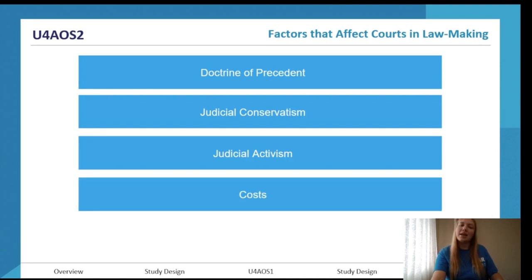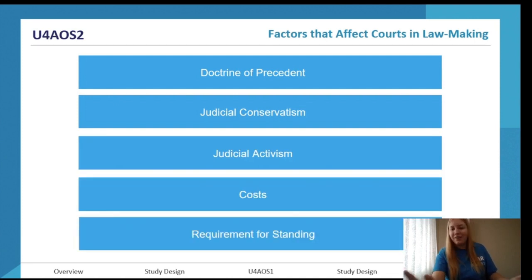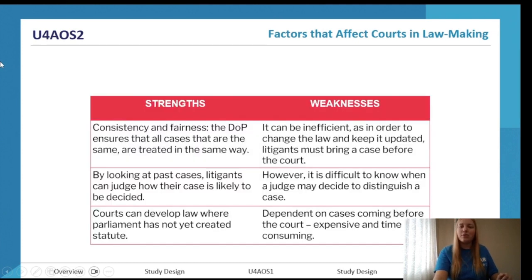And next, we'll look at the factors that affect courts in lawmaking. So this will make a lot more sense. It will make it easier for you to make sense of what we just looked at before. So we'll look at the doctrine of precedent, judicial conservatism, activism, costs, and requirement for standing. A lot of this is very easy, knowing that we've already discussed doctrine of precedent, we've already discussed cost, we've already discussed the requirement for standing. So it's not too many new terms here.